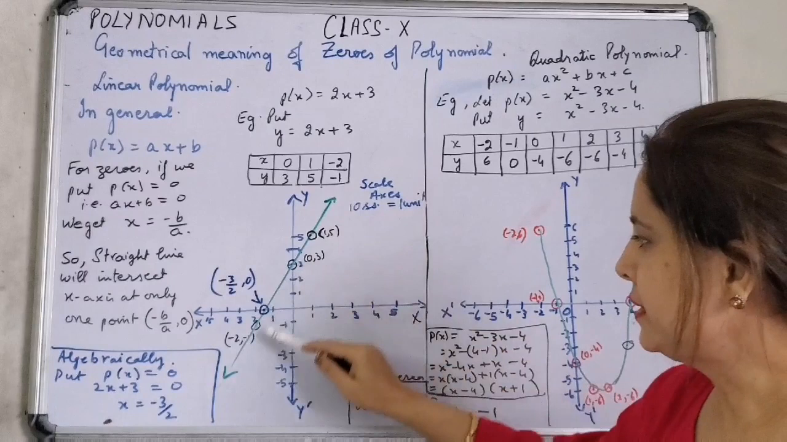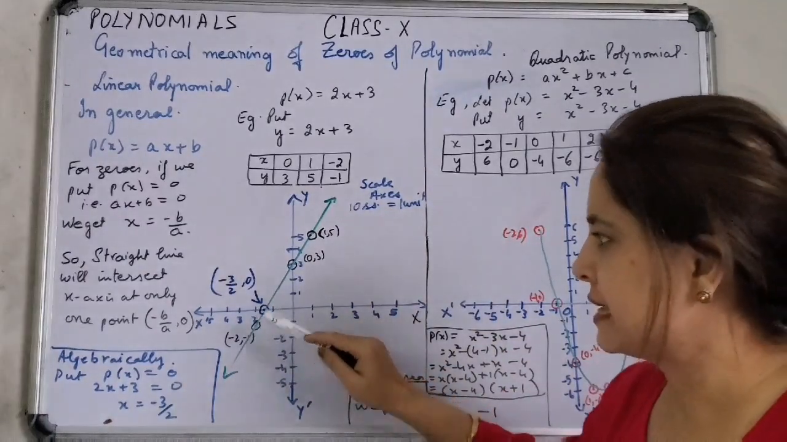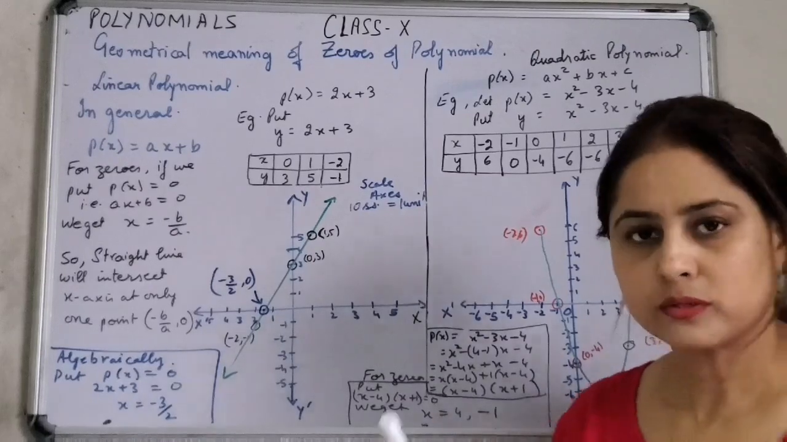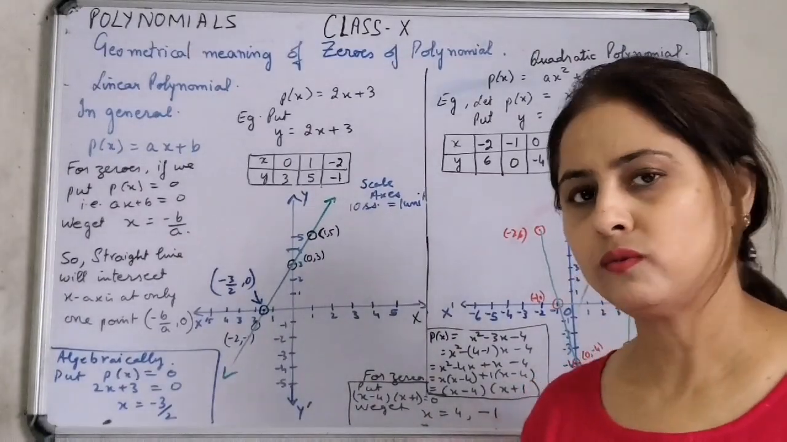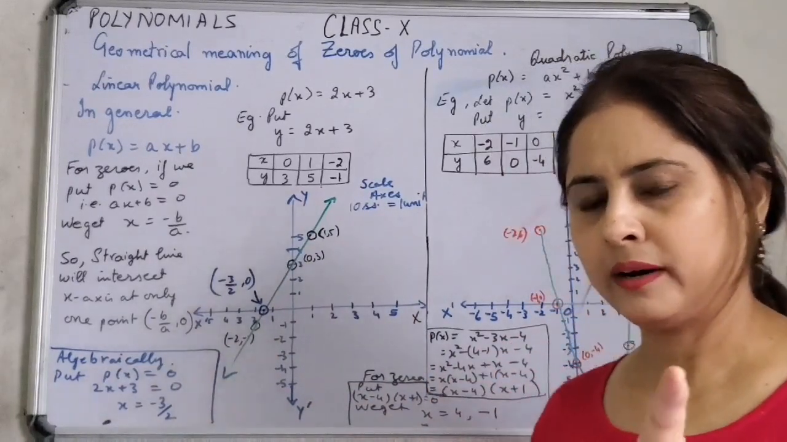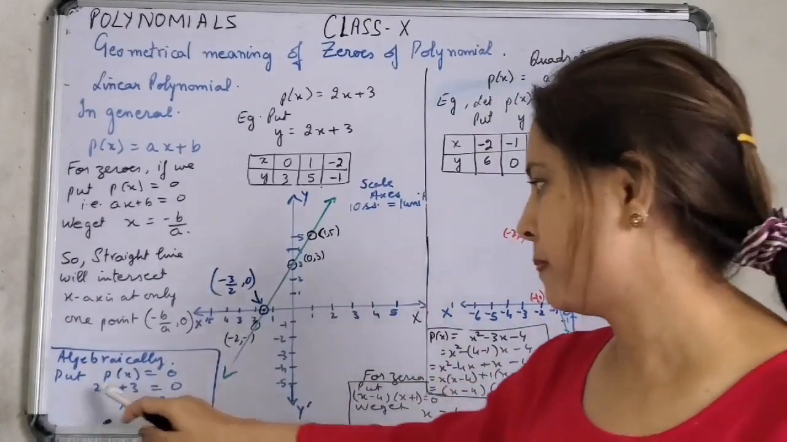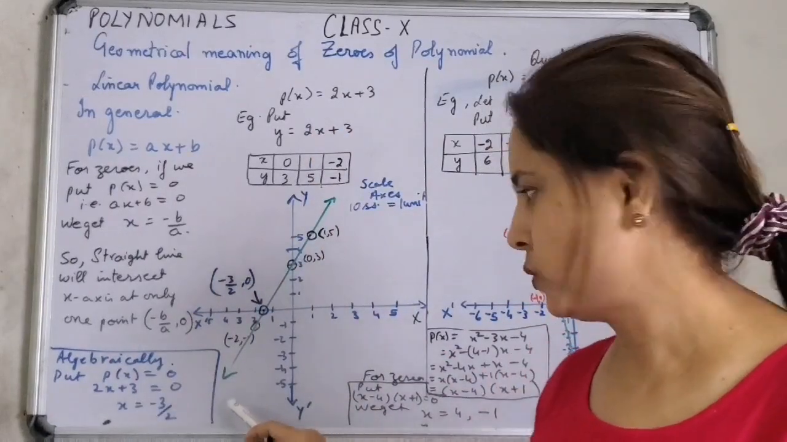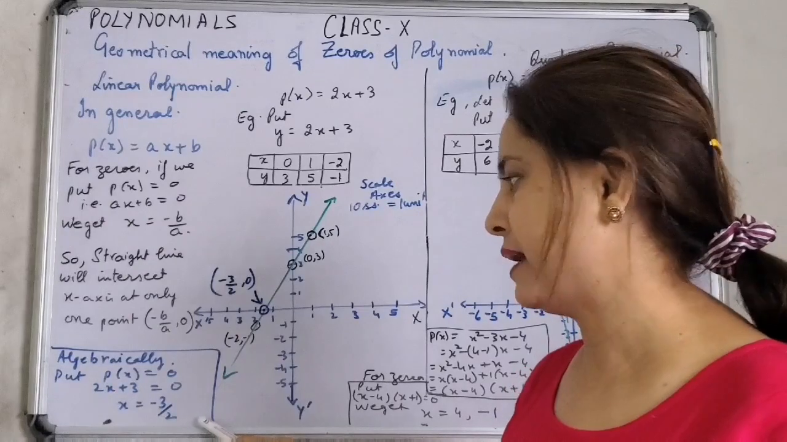When we join them, they pass through the x-axis at the point (-3/2, 0), right? Because on the x-axis, y is always 0. So if we calculate the same thing algebraically, let us see what the zero is. Put p(x) is equal to 0, that is, put 2x + 3 is equal to 0. We'll get x is equal to -3/2.